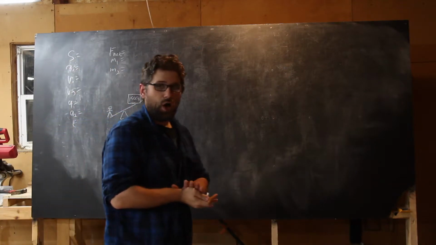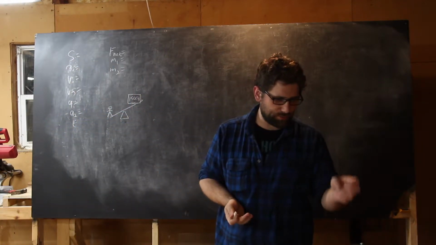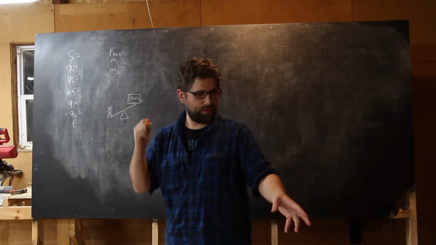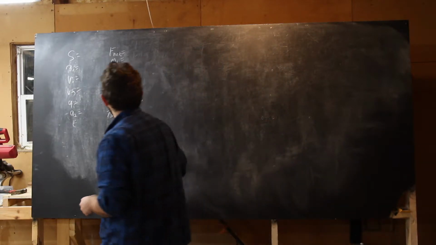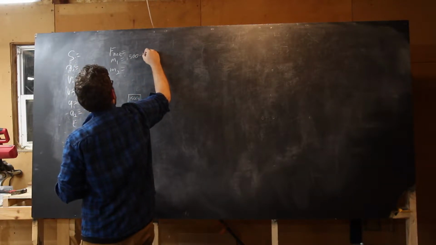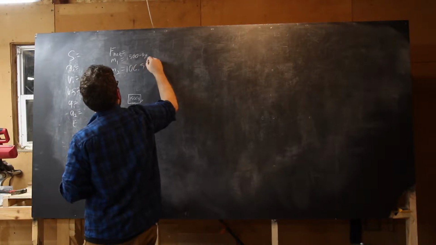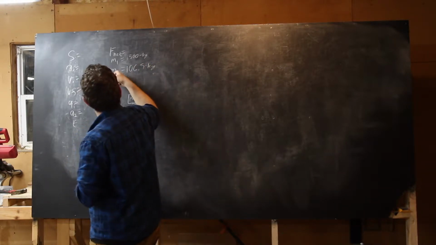Okay, so let's take a look. Let's get our variables from the problem, throw them in. So 1,500 kilogram mass for M1, 1,500 kg, and then 106.5 kg for our M2.